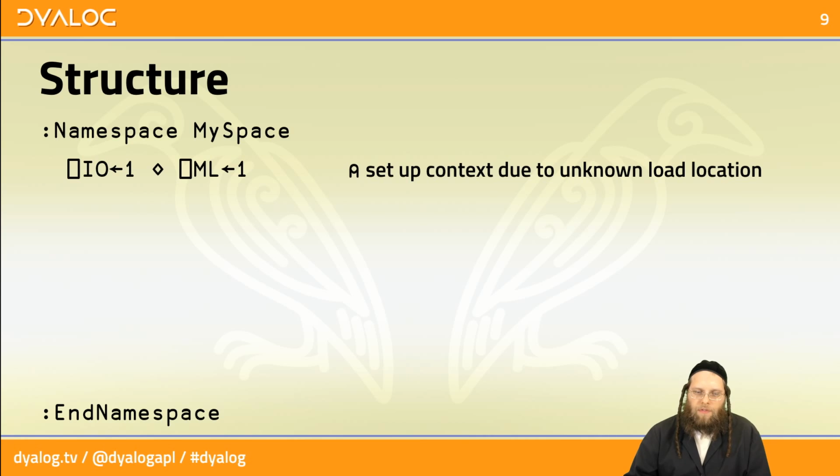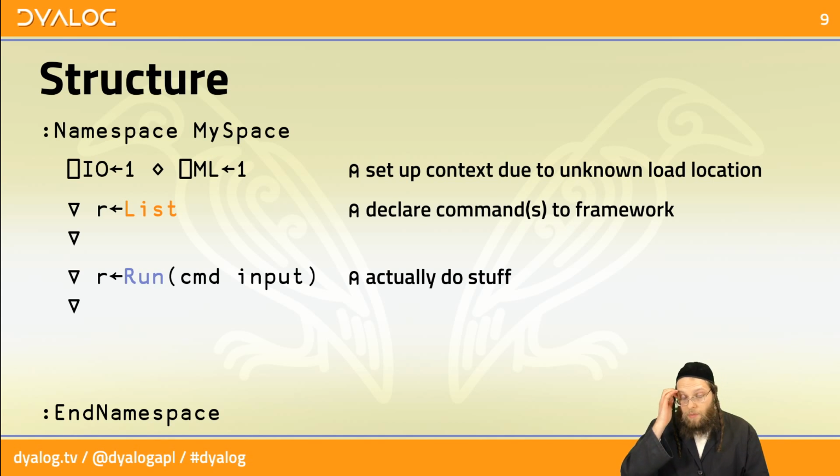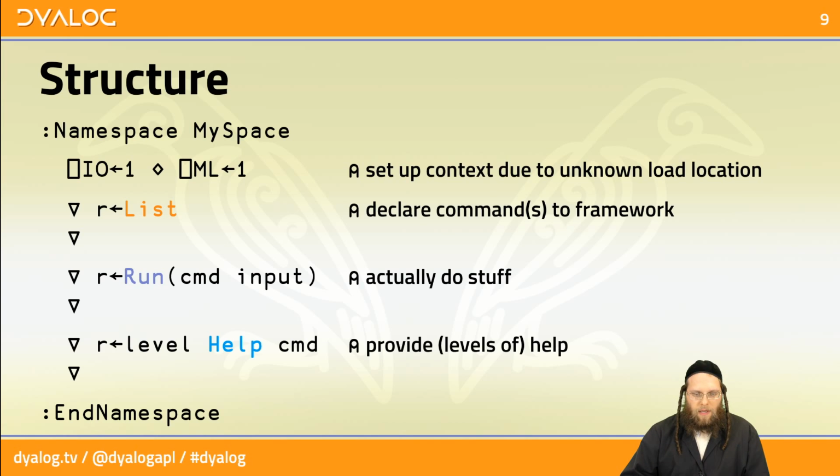Then there are 3 functions that a user command namespace must have. The first one is the list function. That one takes care to tell the user command processor, the system, what command or which commands are being declared in this namespace. There's a run function, which is where your code will go to actually do the things you want done. And then there's a help function, which is what gets called when the user uses bracket question mark or multiple question marks to ask for help.